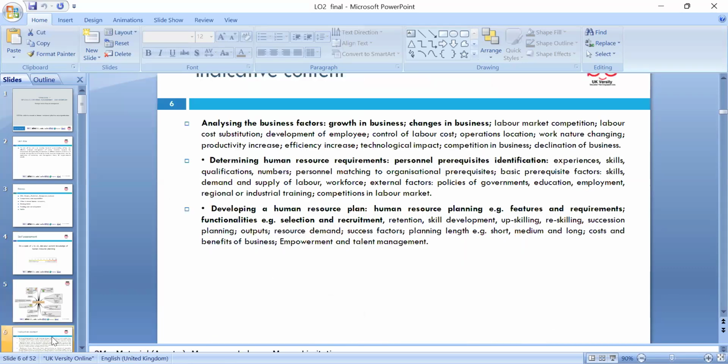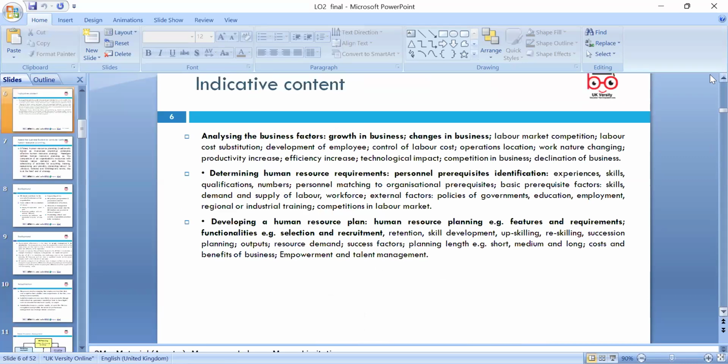This little tree indicates everything. Today's lesson indicative content: we look at business factors, growth in the business, change in the business. We look at the labor market and technology's impact. We look at the human resource requirement and personnel prerequisites: what qualities, skills, capabilities, and ability are required to become successful and achieve the organization's objective.